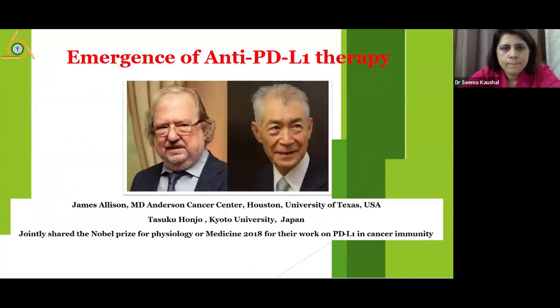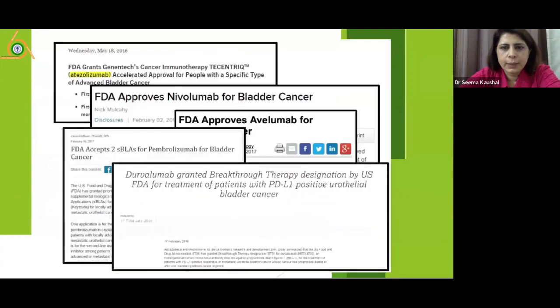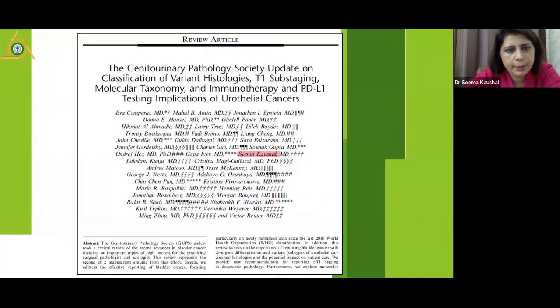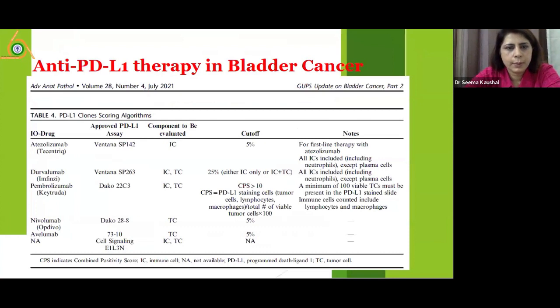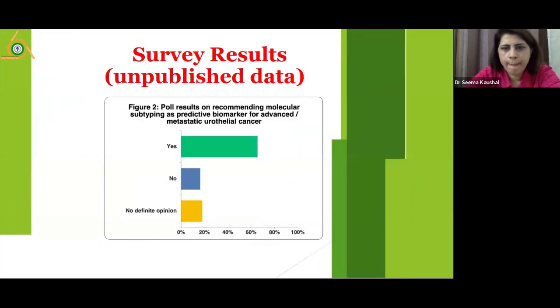Also, with the emergence of PD-L1 therapy, you all know that anti-PD-L1 is approved by the FDA for advanced bladder cancer. So there is also a specific criteria for how to do PD-L1 testing in bladder cancer. If you want to read about the details, you can go to this paper which we published a couple of years back, in which PD-L1 testing and immunotherapy best practice recommendations are given. There are different assays, and those who use PD-L1 know that different assays and different platforms can be used.